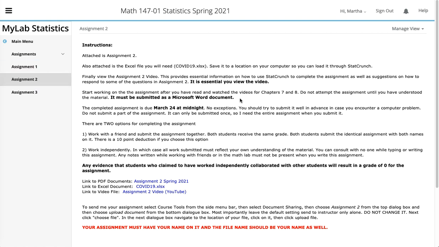I'd like it as a Microsoft Word document, and you have the same choices either to work independently or with a friend with a 10-point deduction. Assignment 2 is a PDF file. The data is in the COVID-19 file, the same file you used for Assignment 1.